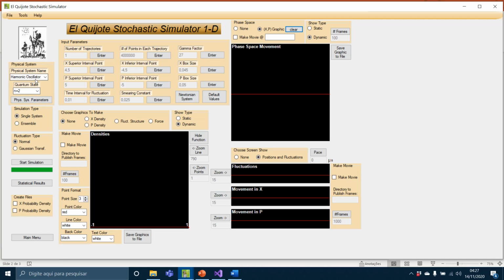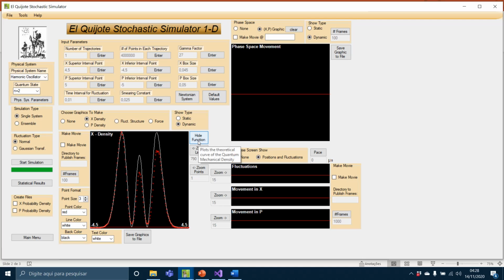We again have our simulator. We are assuming the harmonic oscillator system for a single system here. We use 400,000 points in the trajectory, and we will try to see the result of that by showing the probability density function. Of course, this is what we have obtained for the probability density function in a previous simulation. I will do the simulation again for n equal to 2, the second excited state of the harmonic oscillator. So let's just make that again.